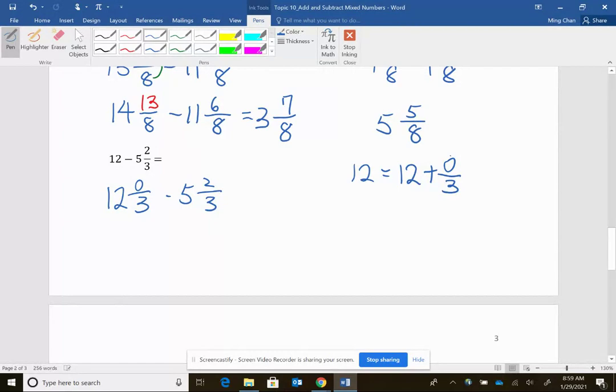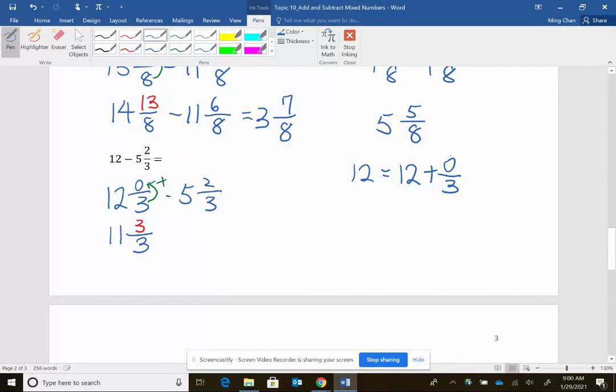The reason I write it like this is so I can show you that the 0 is not enough to subtract the 2. So the 0 has to borrow from the 12. Take 1 away, one whole number away from the 12, so that's 11. Take the LCD, add it on to the old numerator to get a new numerator, which is 3. LCD is still 3. So now that 12 just got rewritten as 11 and 3 over 3.